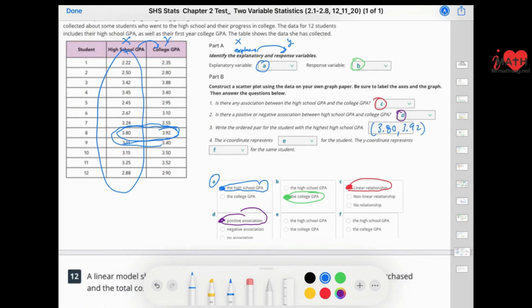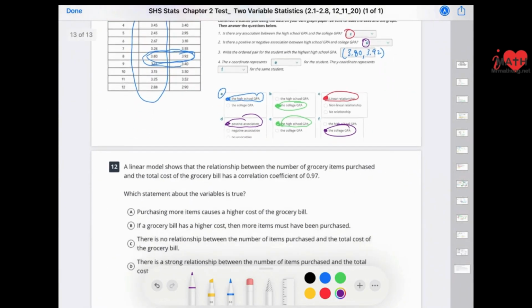Okay. E, the x coordinates are the high school GPAs, and then the y coordinates are the college GPAs. That one's worth 7 points.